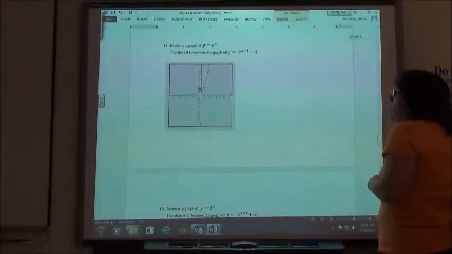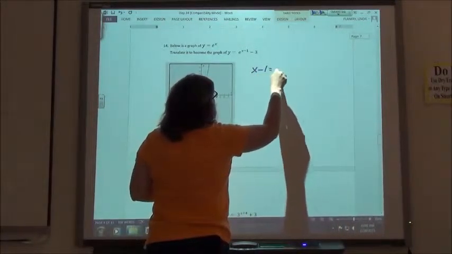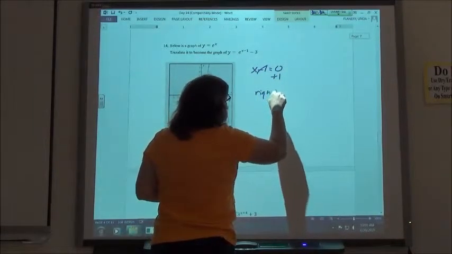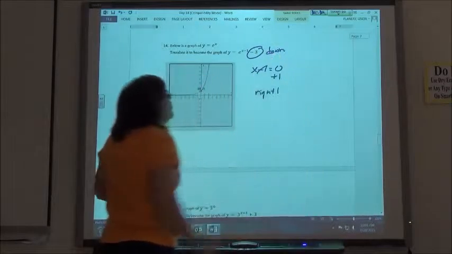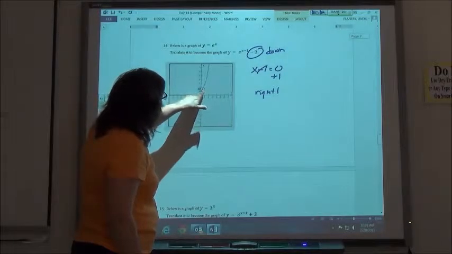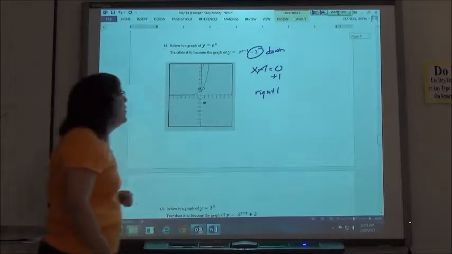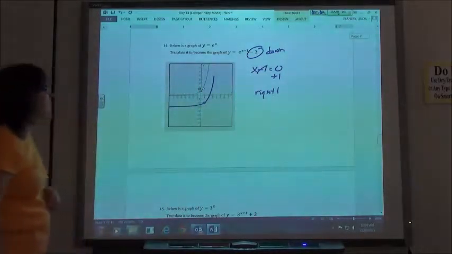So number 14, if I'm going to translate that one, if x minus 1 equals 0, we add our 1, which means it moves it to the right one. The minus 3 means it moves down 3. So we're going to grab our point, move it to the right one, and 1, 2, 3 down, which means it's going to be right here at 1, -2. And then our graph is going to redraw something sort of like that.